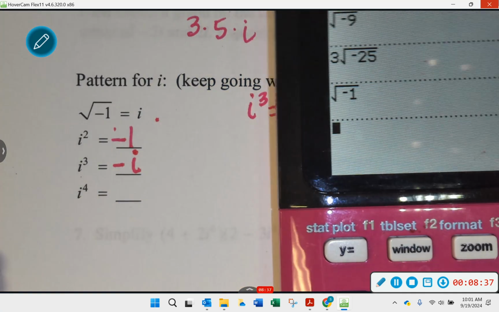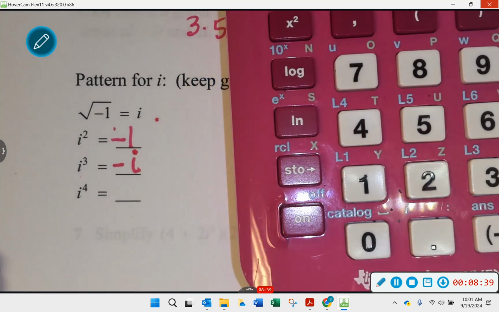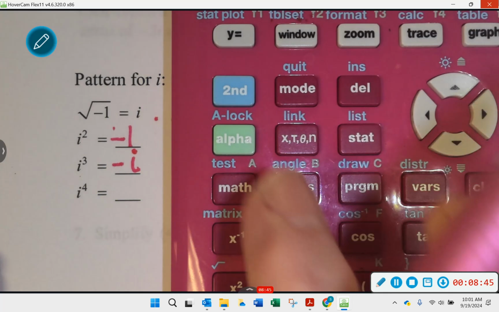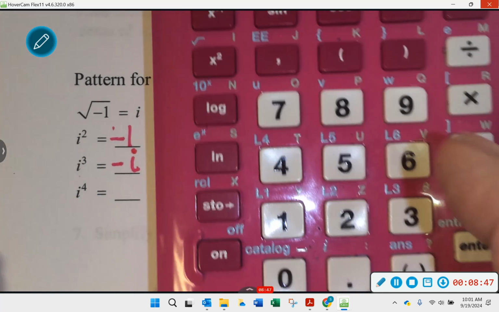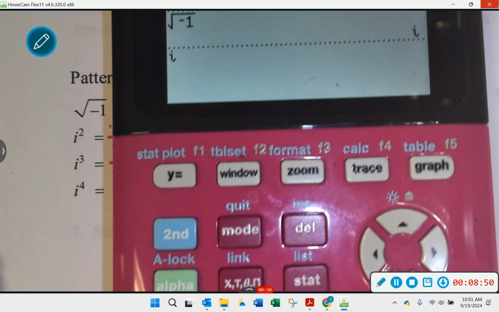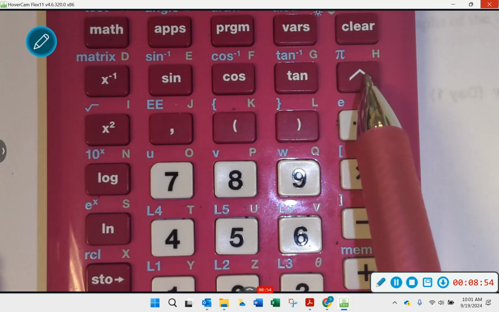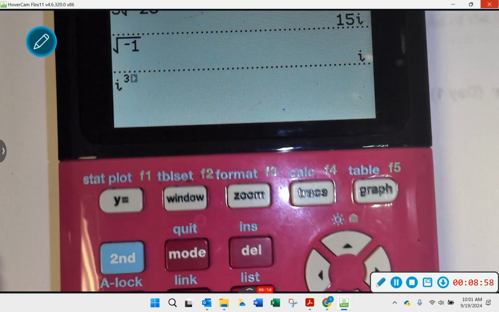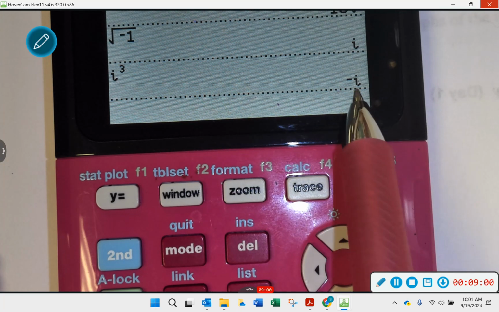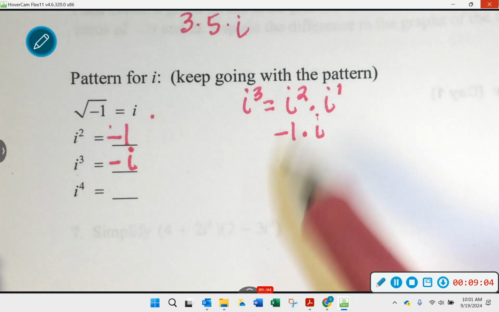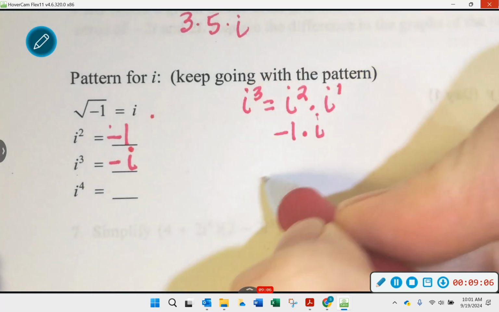If you don't know that, type it in. Here's where the i key is. Do you see it down here by the decimal point? Right there's the i key. Type in second decimal to get i, and then right here's the caret to raise it to the third power and push enter. i to the third is -i. Okay? i to the fourth.